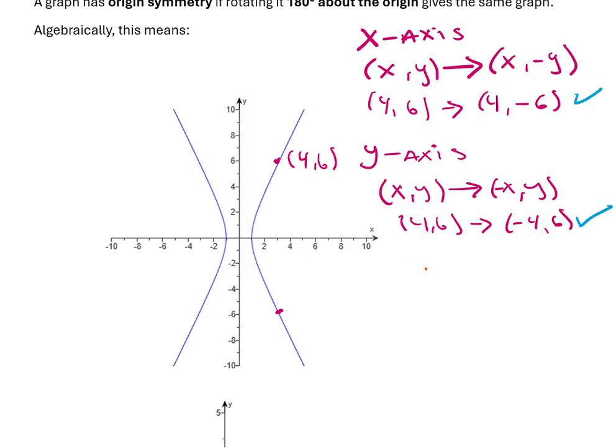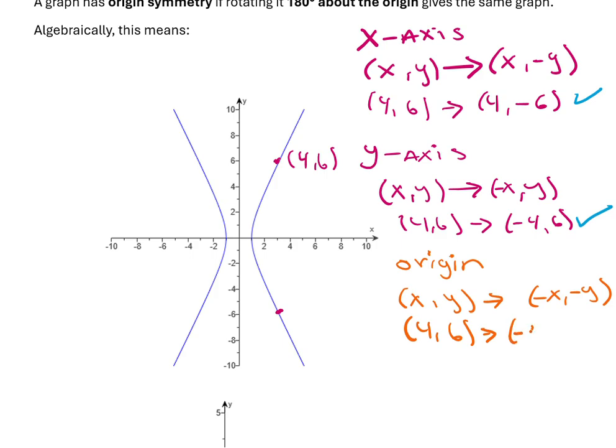Okay, so then I'm going to look for the origin. If I pick a point x, y, I should also find on the graph -x, -y. So I'm going to pick the same point, 4, 6. This means that if it has origin symmetry, I should find -4, -6, right here. So it does have origin symmetry.